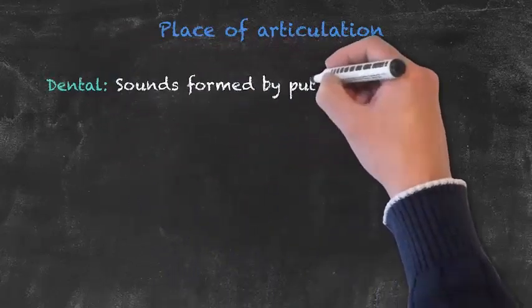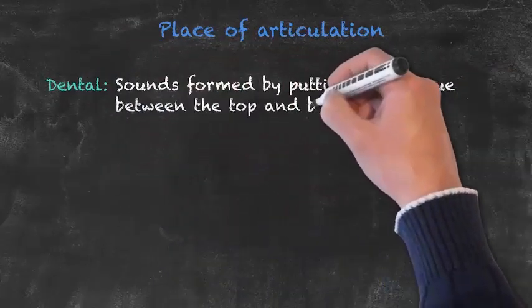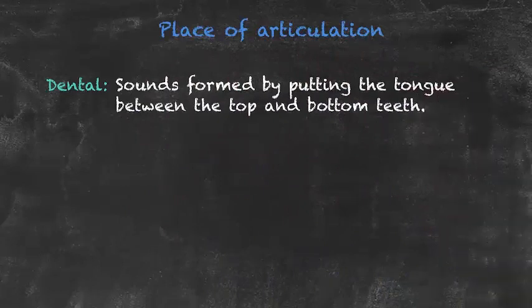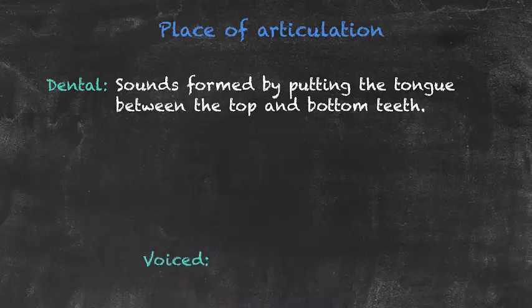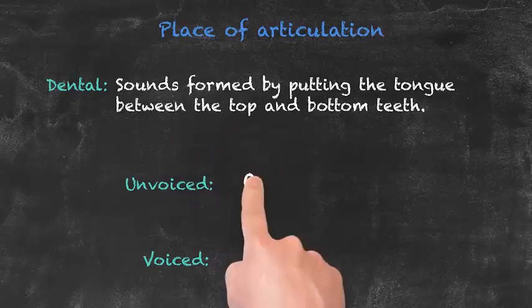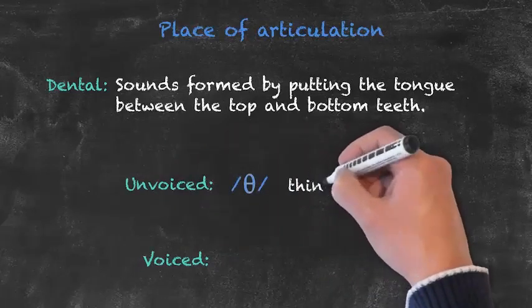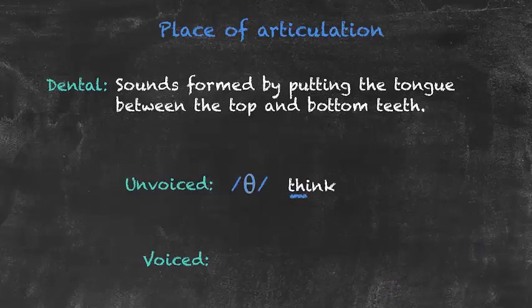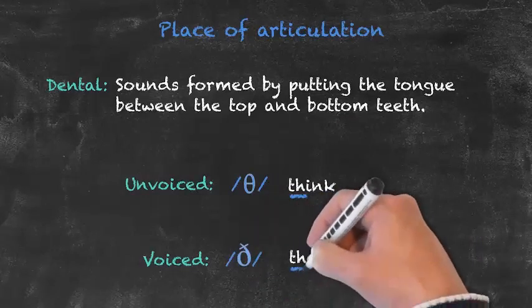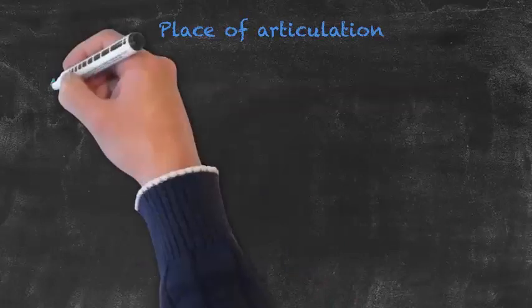Dental sounds involve placing the tongue between both the top and the bottom rows of teeth. There are only two sounds made in this way, and those are both of the th sounds. One is voiced, one isn't voiced. The unvoiced sound is th, as in think. The other is voiced, and it's th, as in that.